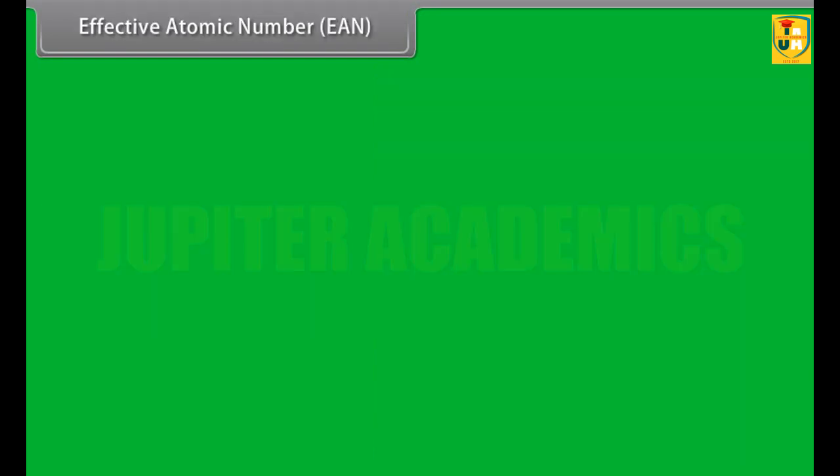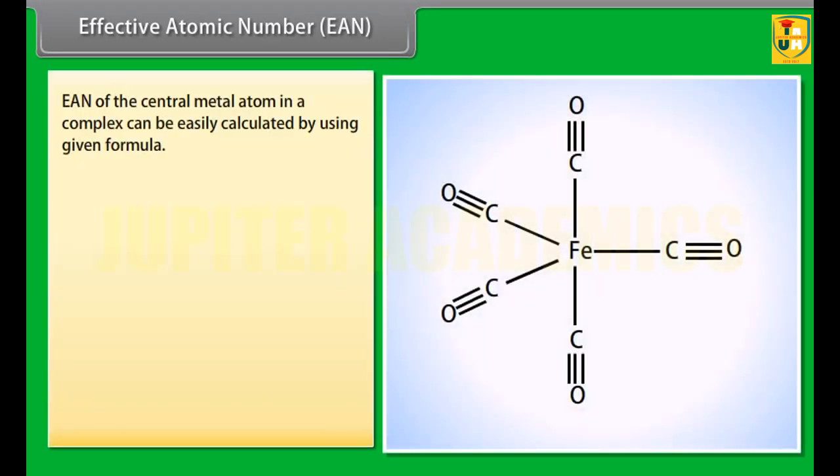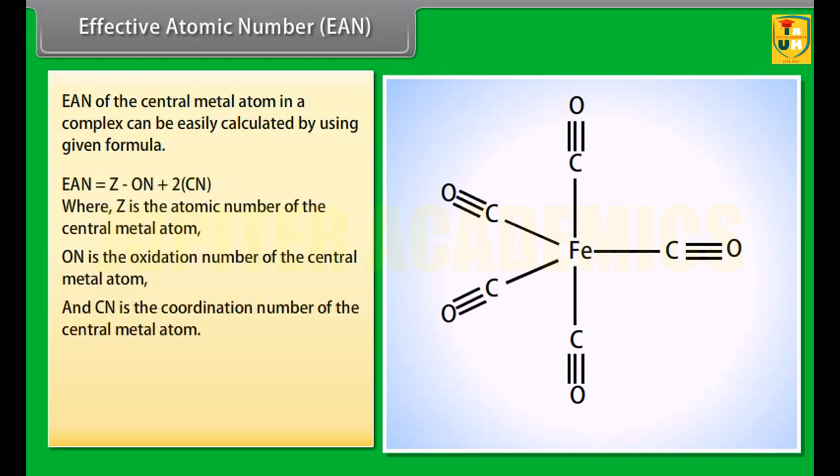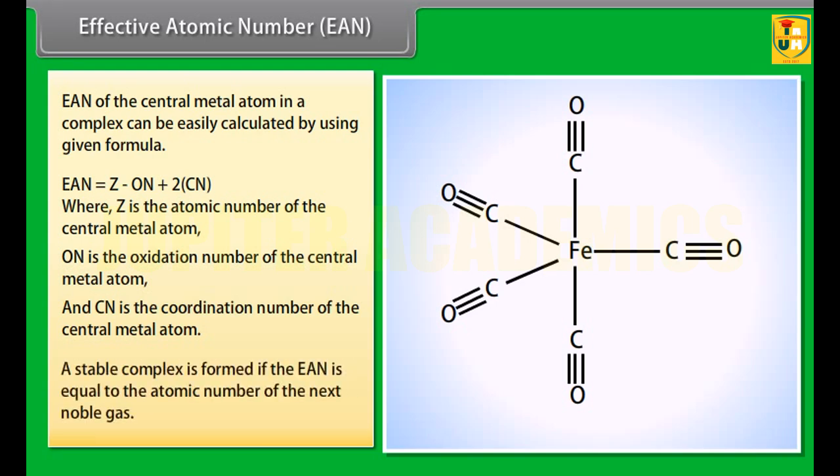Effective atomic number, EAN. The effective atomic number of the central metal atom in a complex can be easily calculated using the given formula. EAN is equal to Z minus ON plus 2CN, where Z is the atomic number of the central metal atom, ON is the oxidation number of the central metal atom, and CN is the coordination number of the central metal atom. A stable complex is formed if the EAN is equal to the atomic number of the next noble gas. For example, EAN of Fe(CO)5 is equal to 26 minus 0 plus 2 into 5, which is equal to 36.